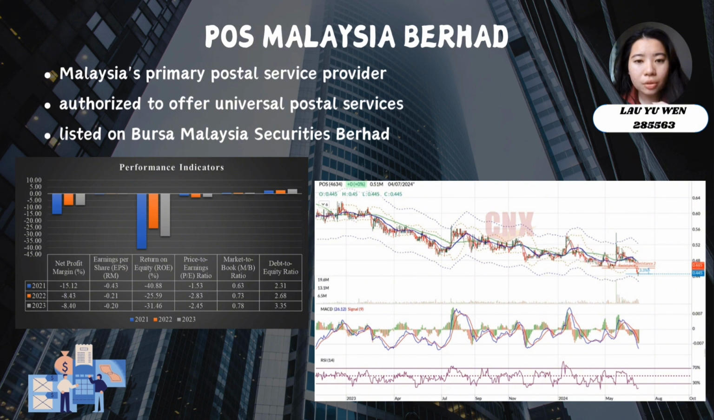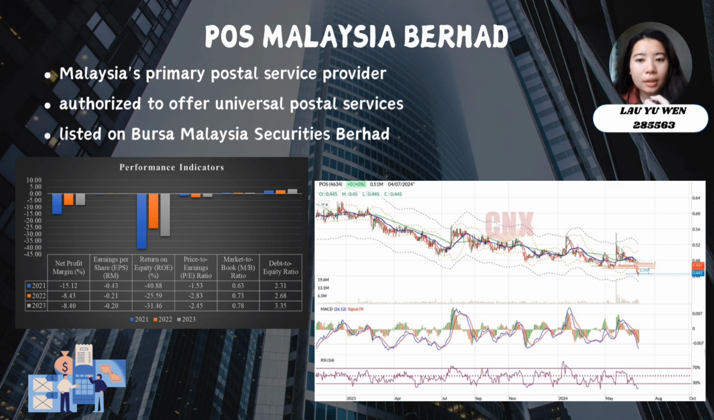Based on Bursa Malaysia Securities Berhad, the company has shown varying performance from 2021 to 2023. The net profit margin remained negative though improving, from negative 50.12% in 2021 to negative 8.40% in 2023. This trend, common in operation-intensive sectors like transportation, is due to rising operational costs outpacing income.